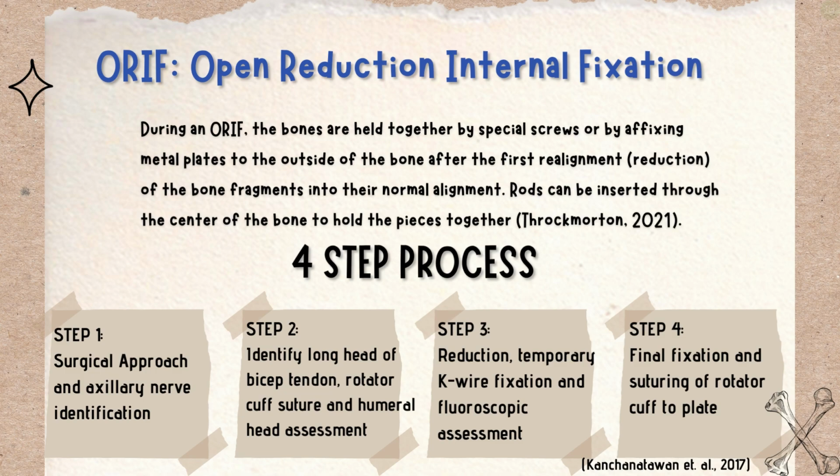The first step, they'll have this axillary nerve identification. And then the second step is they'll identify the location of the bicep tendons, and then they'll make a suture to access the humeral head. And then third is the actual process of the reduction. And sometimes they use K-wire, pins, needles, or any of the above mentioned. And then lastly, that's when the fixation occurs, and then they complete it by closing the surgical incision that was made.